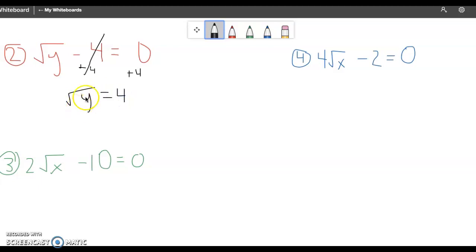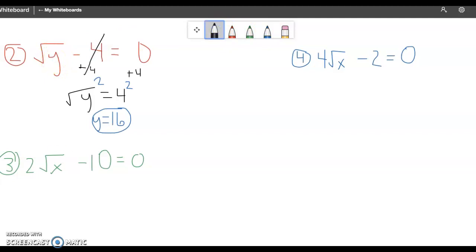How do we get the square root by itself? We are going to square both sides, or raise both sides to the second power. So y is then equal to 16. And if you want to check your work for these, I'm hoping that you're writing them down along with me. You would be plugging 16 back into this radical here.